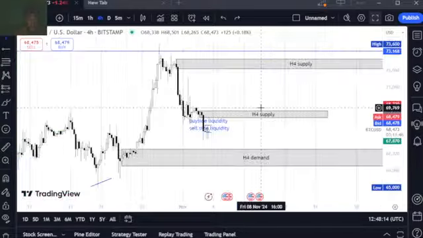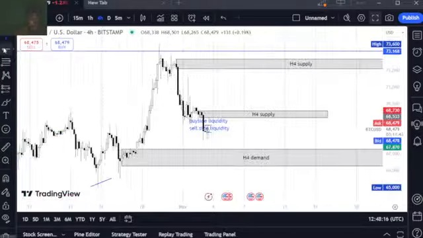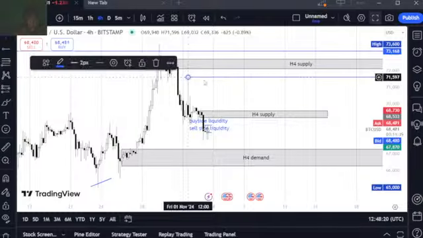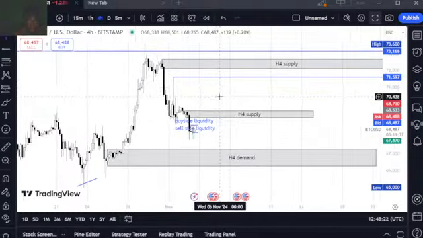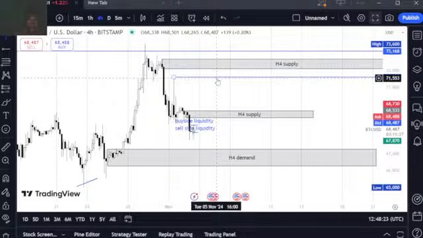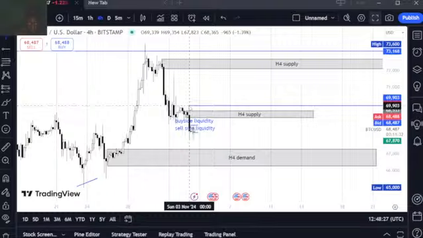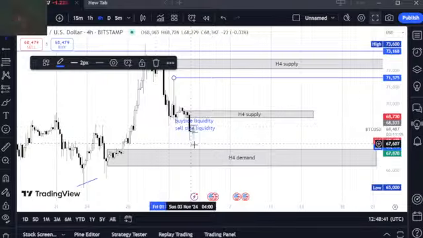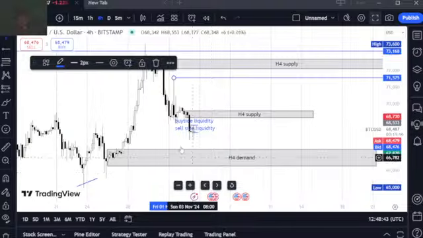As you can see, there is also a buy side liquidity for the 4-hour time frame, a buy side liquidity at this level. And there is the sell side liquidity, waiting for price to break this low. After breaking this low, then directly comes down.